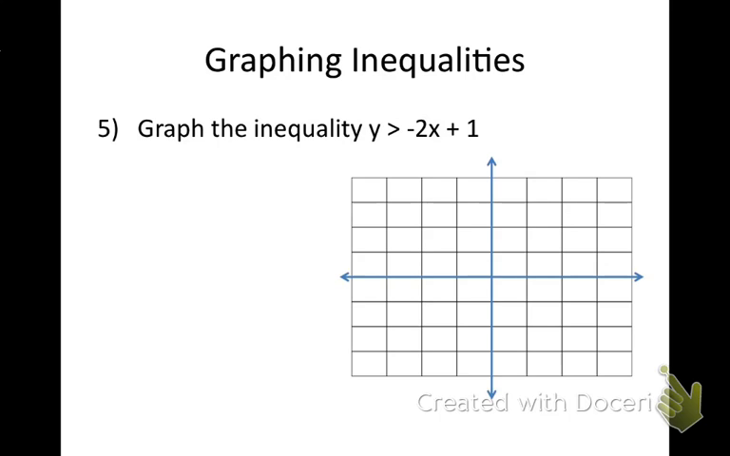Take a couple seconds, try this one. All right, let's look at this. What is my y-intercept, Nolan? My y-intercept is? 1. My slope is what, Tiana? So I'm going to go down 2 over 1, down 2 over 1, or up 2, left 1.